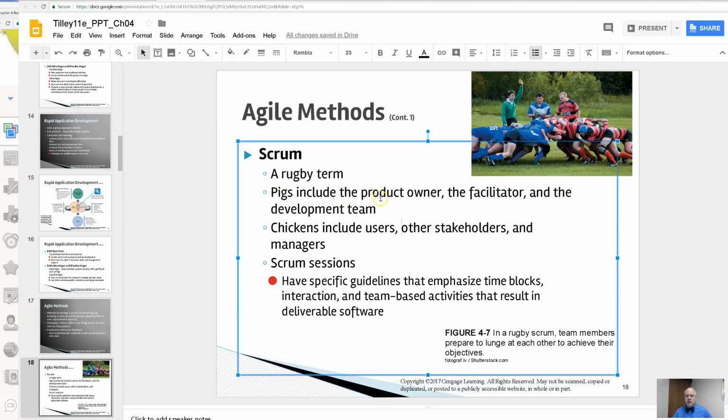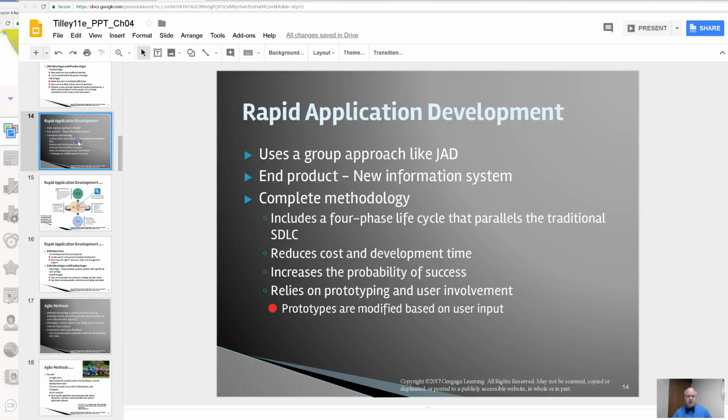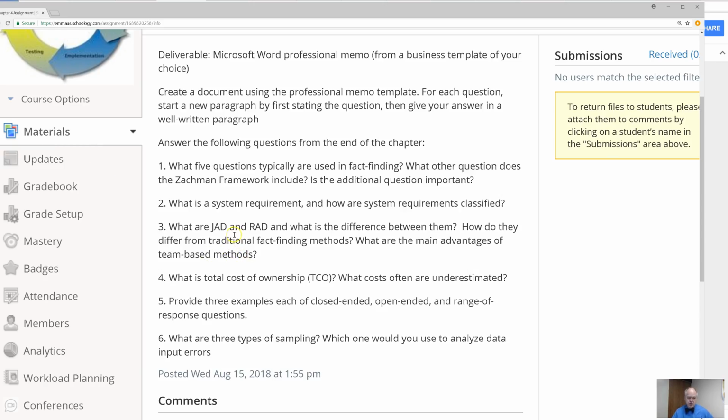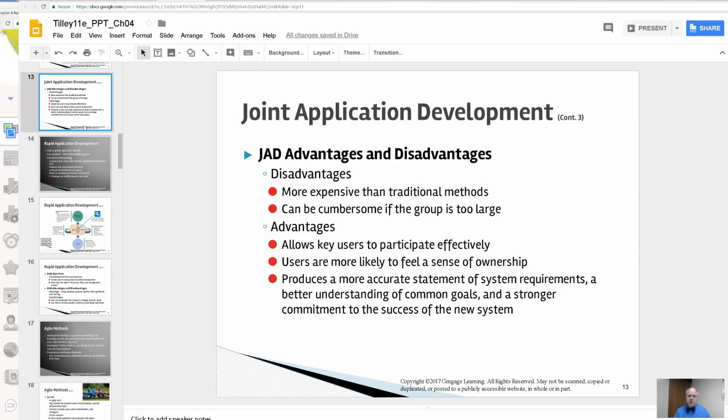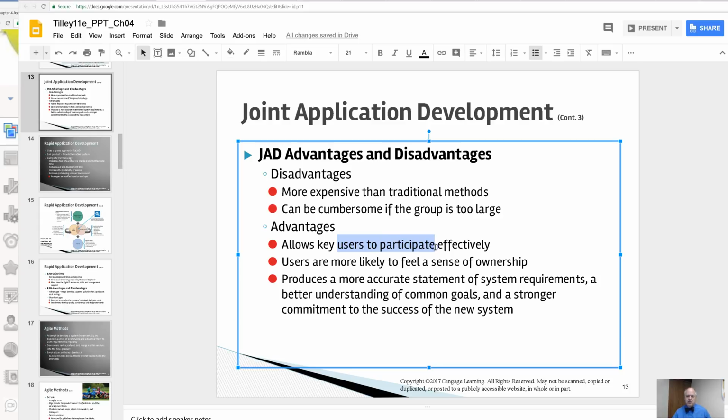Pigs are completely committed. They're the owner or the customer that's going to be stuck with this. Chickens are involved but not as committed. They're stakeholders and other users. Okay, so does that help with the answer to the question, what is the difference between RAD and JAD? And what's the main advantage of team-based methods? Well, the claim is they can get things done faster. And remember, the users involved.